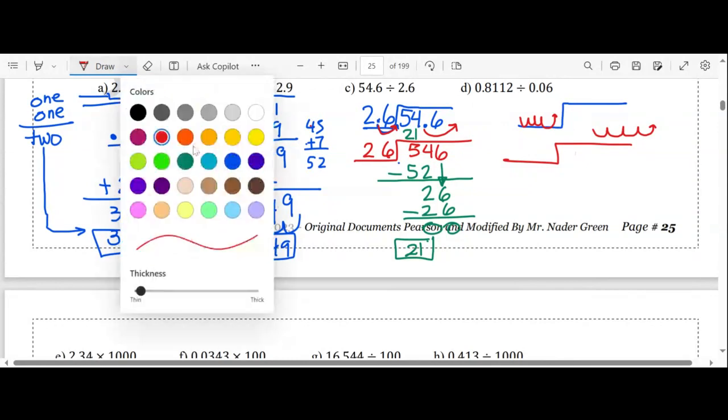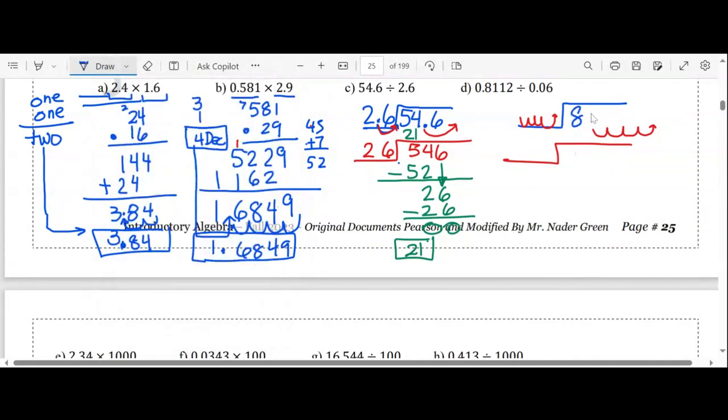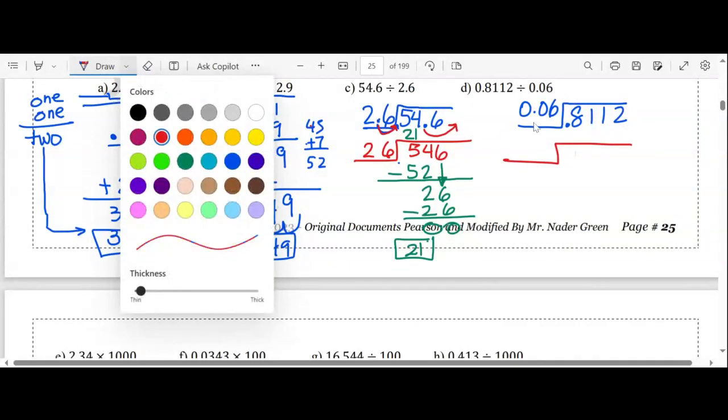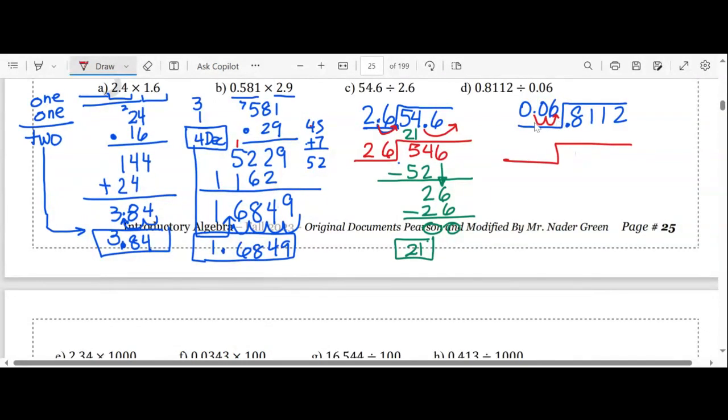So here we have what? 0.8112, and don't forget the points. And here we have what? 0.06. Now, how many decimal places do we have to move? 2. We have to move 2, right? So we have 1, 2. If you do anything on the left, you do it on the right. So let's do 1, 2. So you're going to have 81.12, and then you have what? 6 here. Clear?